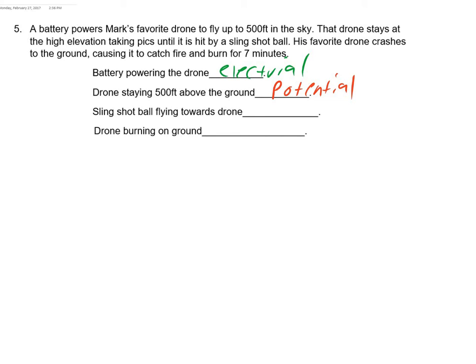A slingshot ball flying towards a drone, that is telling us that it's kinetic. All right, kinetic energy, because we see that the ball is flying, moving towards our object. And then the drone burning on the ground, that is our chemical. Anytime you see something burning, just consider that to be chemical. It's a chemical change, but it's also a chemical form of energy.